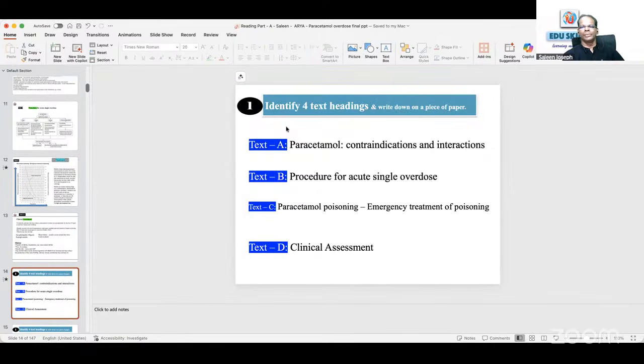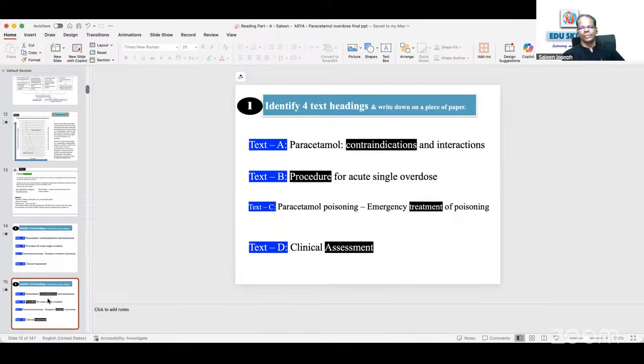Identify 4 text headings and write them down on a piece of paper or notebook. Text A, paracetamol, contraindications and interactions. Text B, procedure for acute single overdose. Text C, paracetamol poisoning, emergency treatment of poisoning. Text D, clinical assessment. And try to visualize what will be there under these headings. For your own convenience, you can make them small, like contraindications and interactions, or just contraindications, then procedure, treatment, assessment.